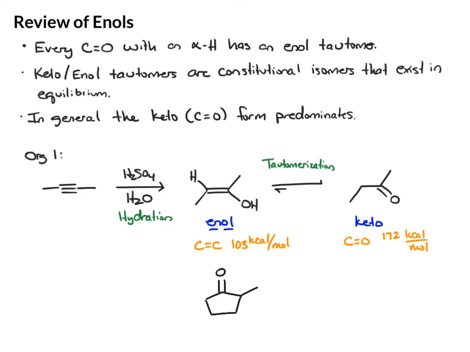Let's say you have this unsymmetric ketone here. What you want to be able to do is look at this and say, well, where do I have alpha hydrogen? I have alpha hydrogen on this alpha carbon. I have an alpha hydrogen on this alpha carbon. We have two enolizable positions, meaning you can draw two enols from this.